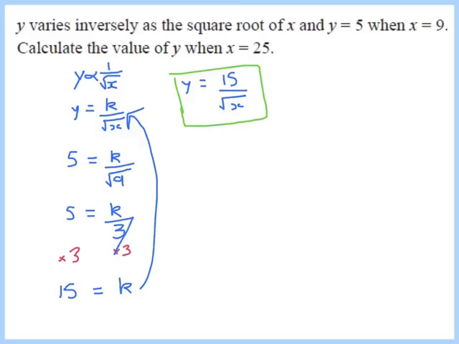So all I've got to do is calculate the value of y when x equals 25. If x is 25, that's going in there. It's going to give me a nice simple answer. y is the bit I don't know. Still got the 15, and the 25's got to go in there. So I've got the square root of 25, and the square root of 25 is 5. So I've got 15 over 5, and 15 over 5 is 3. So y must be 3.